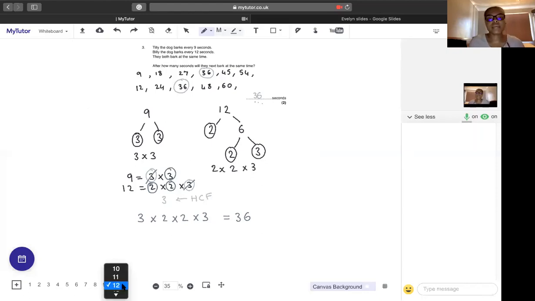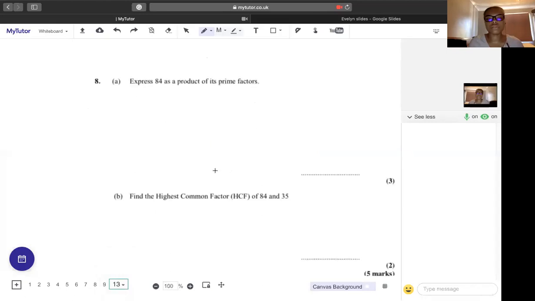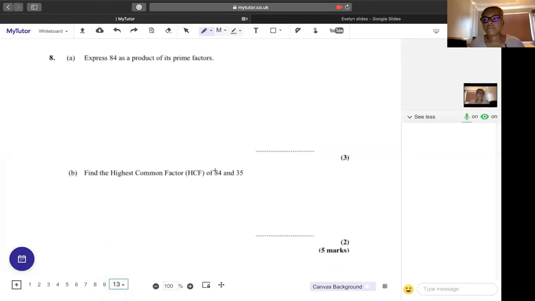Okay, so we probably have time for maybe one more question before we have 15 minutes to go through the other questions. So let's go through this one then. A lot of the time, you do get these sort of questions on a GCSE paper, and it's usually split into parts just like this. So we've got 84, and we want to split it into its prime factors.